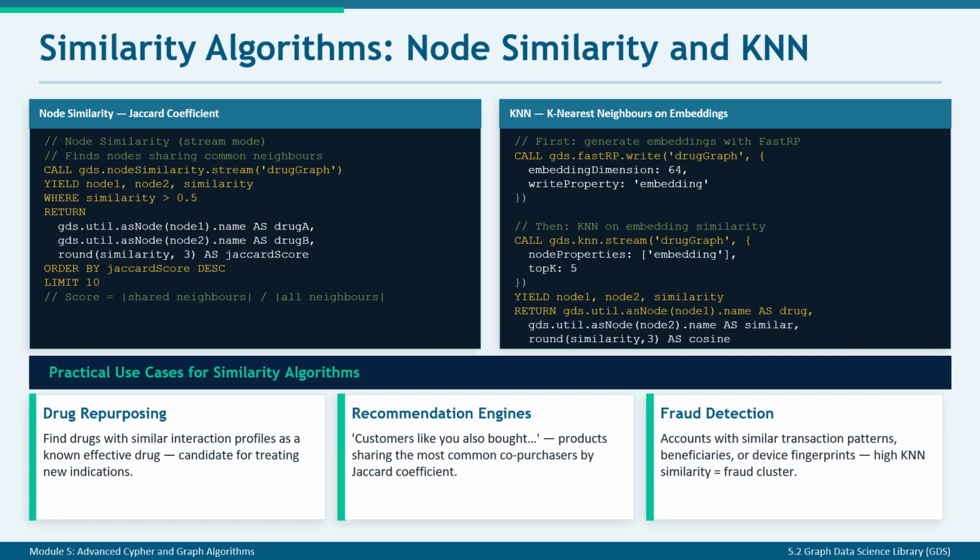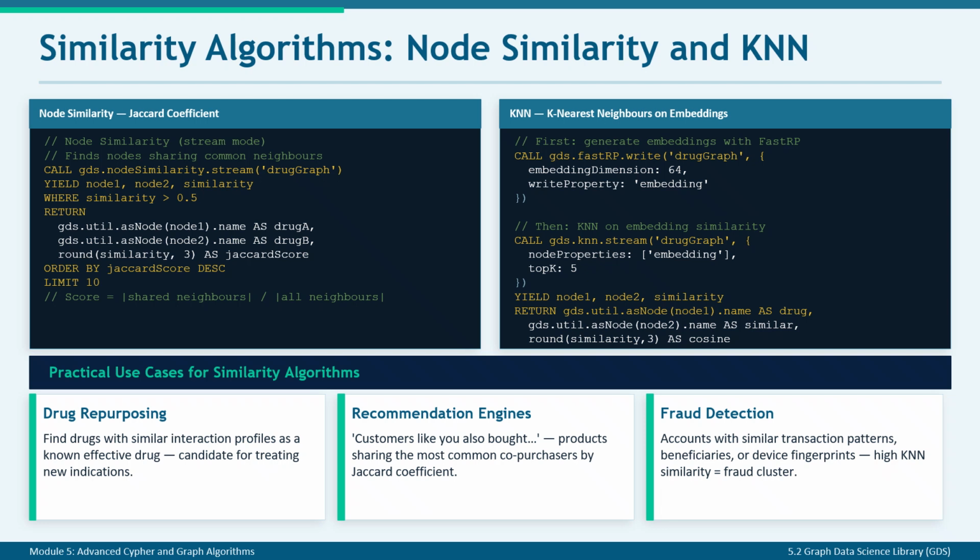Similarity algorithms find nodes that look alike, based on either the structure of their connections or the content of their feature vectors. They're the engine behind recommendation systems, drug repurposing pipelines, and fraud cluster detection. The left block shows node similarity with the Jaccard coefficient. Two nodes are similar if they share many of the same neighbors.